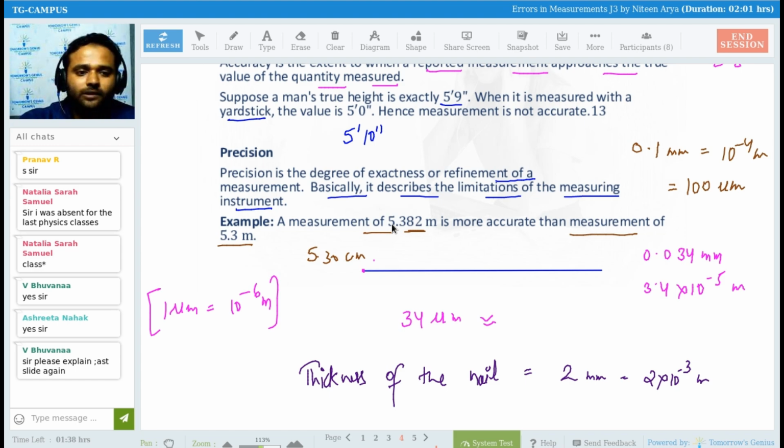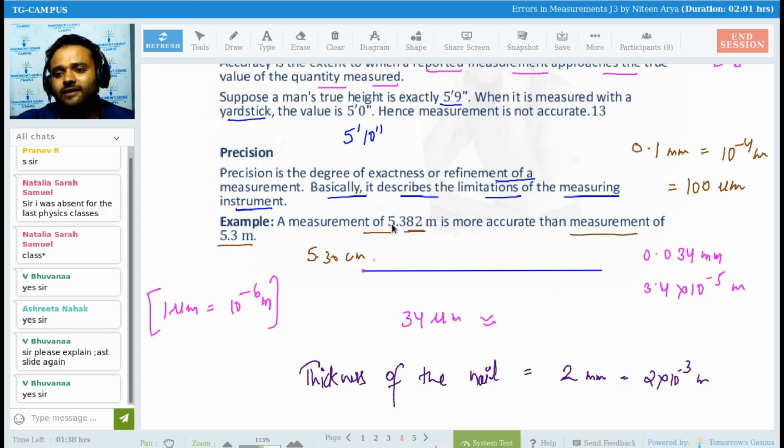For example, with the centimeter scale, we can measure only up to the range of 1 mm, not 0.5 or 0.3 mm. Clear? In the same sense, a vernier caliper gives you 0.1 mm, which is 10 to the power minus 4 meter, which is 100 micrometer. And your hair thickness is of the order of 1, 2, maximum 10. Clear? So that is why it is precision.